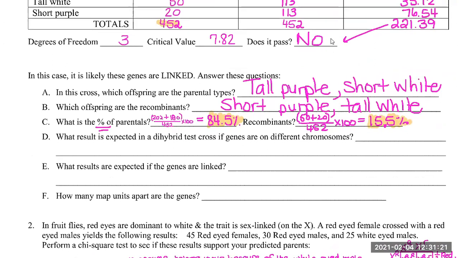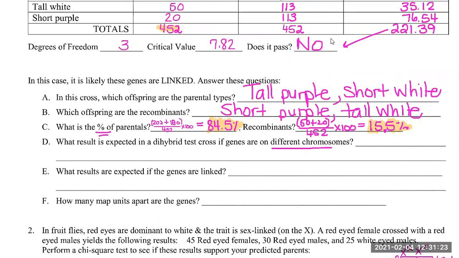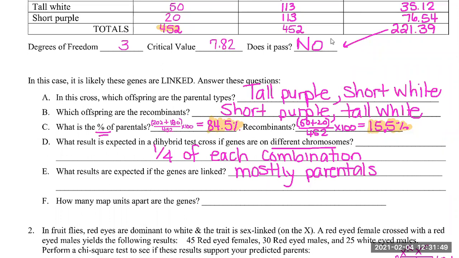What is the expected in a dihybrid test cross if the traits are on different chromosomes? You would expect 1/4 of each combination. That's what you should get if they're on different chromosomes. That means independent assortment is happening, that it's random which gene is ending up with which other gene. If they're linked, I expect mostly parentals and a low chance of recombinants.